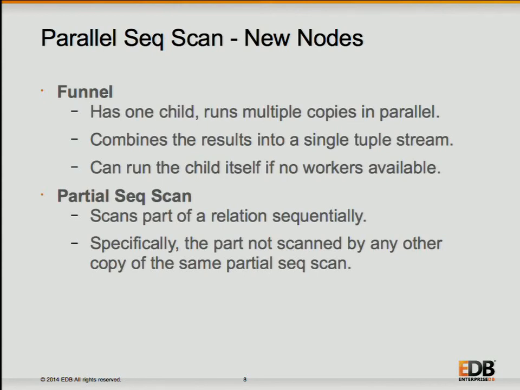And then partial sequence scan is a new node which actually does the scan for the table. So this node is responsible for scanning the table part by part, like each worker scans part of the table using this node. And together, it will form the whole scan.